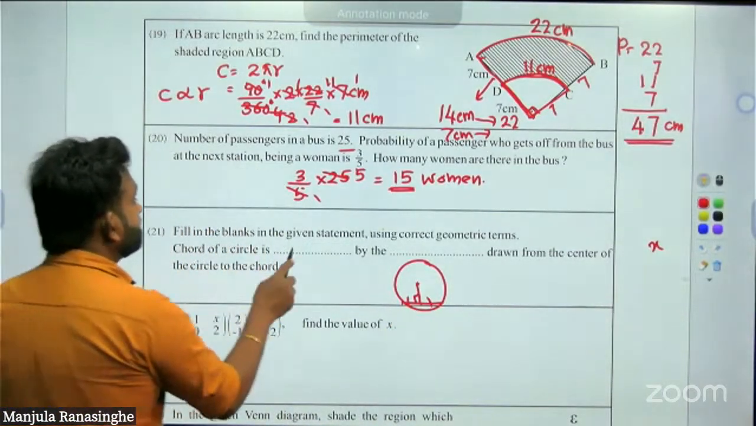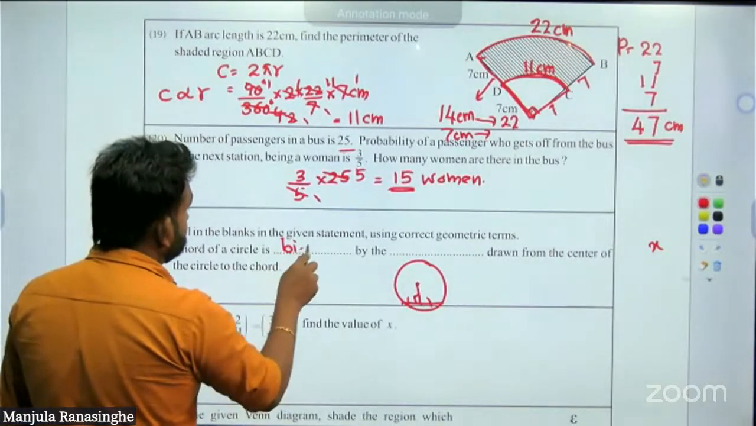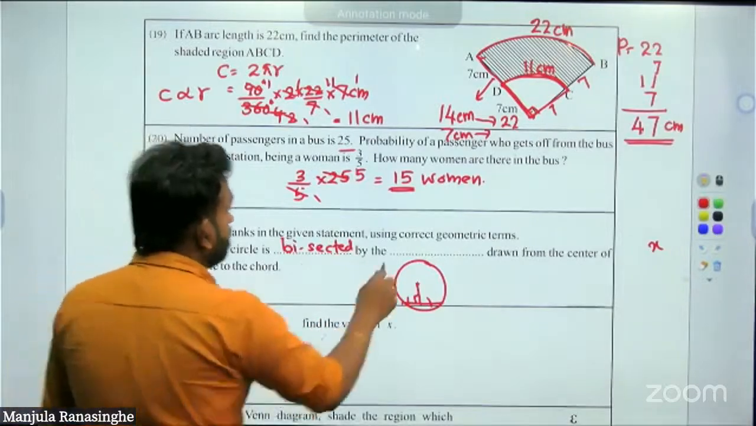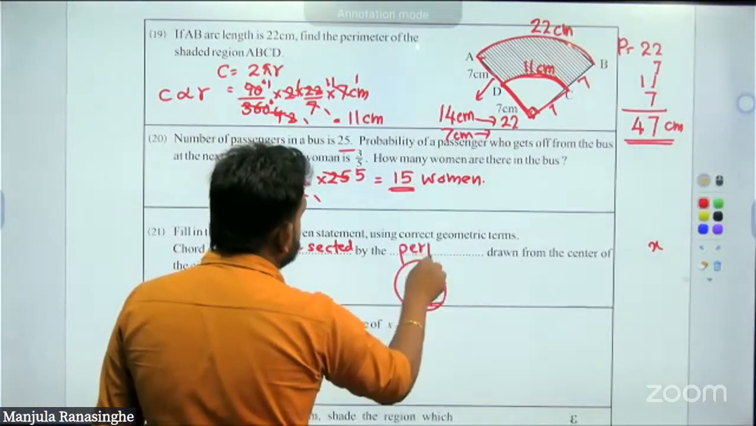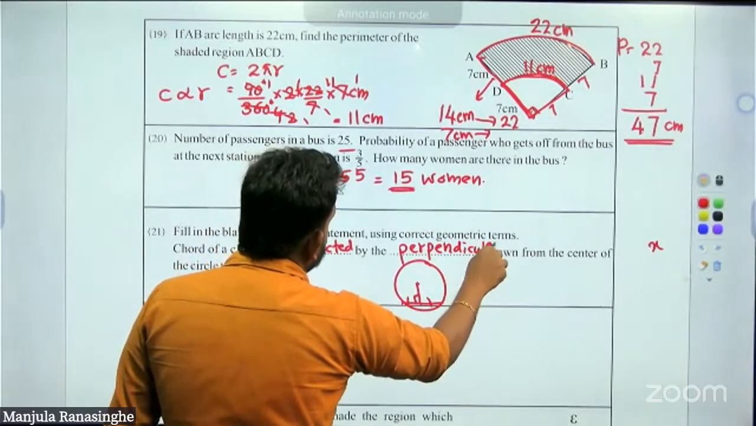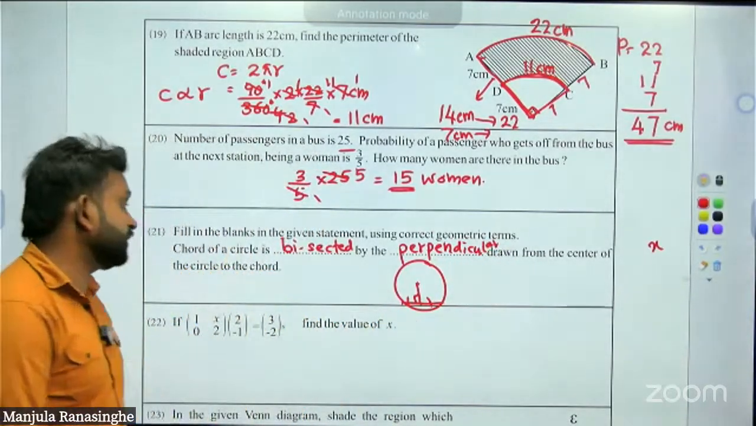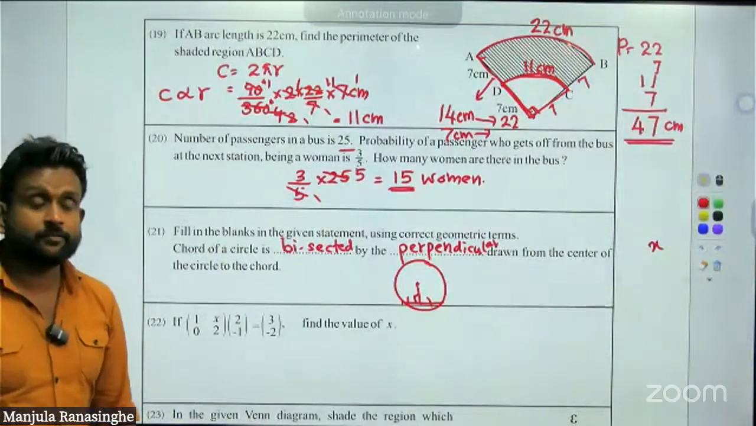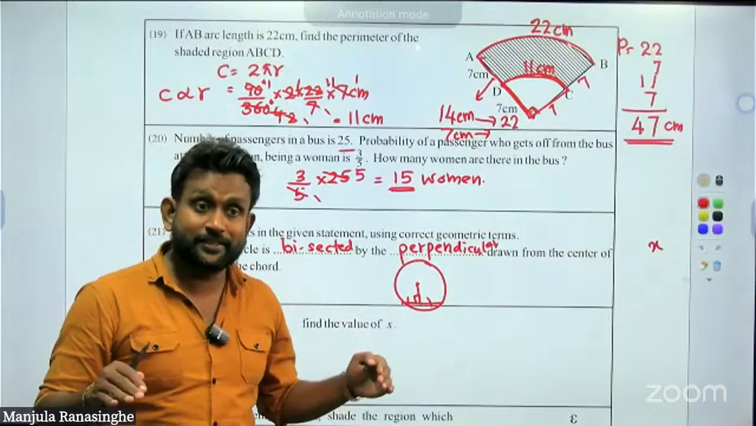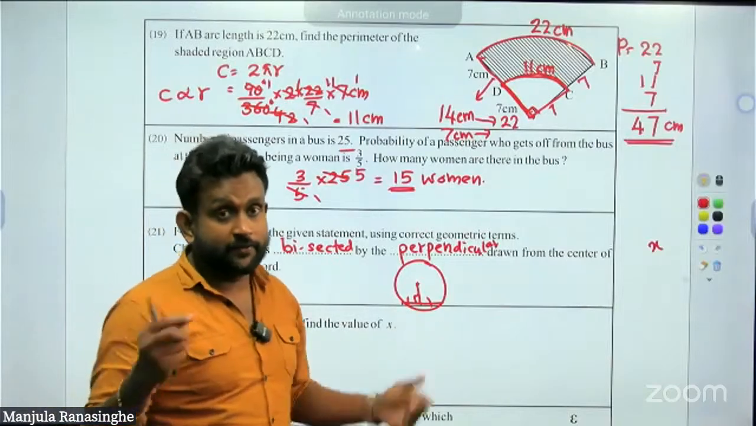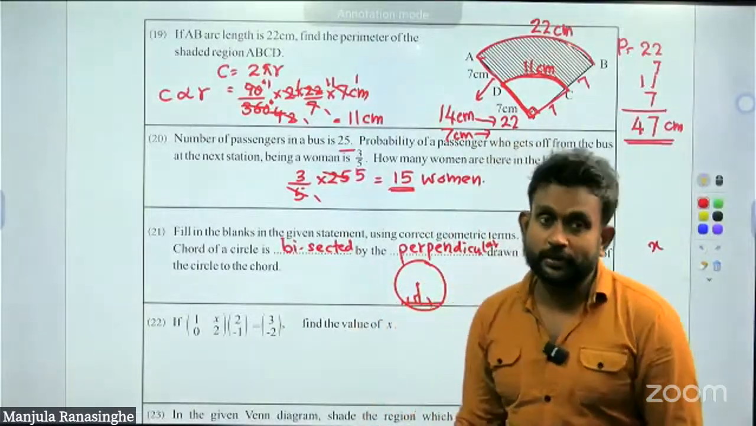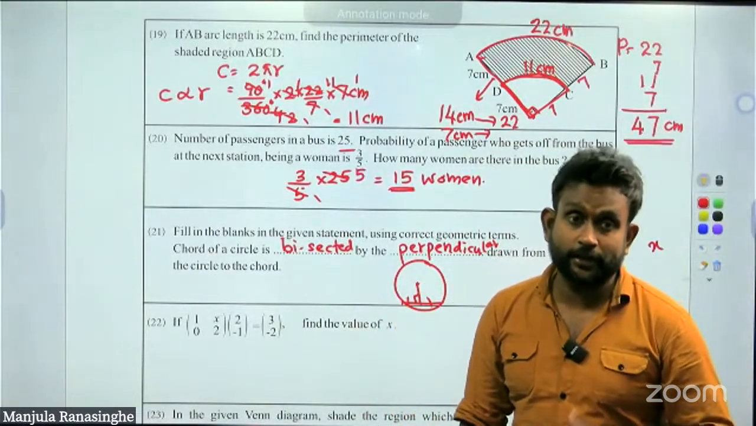Okay, chord of a circle is bisected by the perpendicular drawn from the center of the circle to the chord. So that's the theorem. From the center, a perpendicular is drawn, then the chord is bisected. Right? If the chord is bisected, then that drawn line should be perpendicular. That is the converse of that, right?